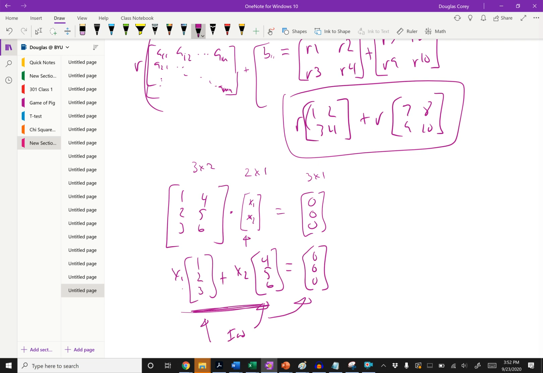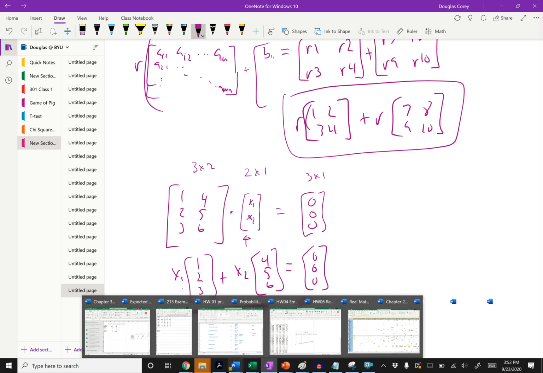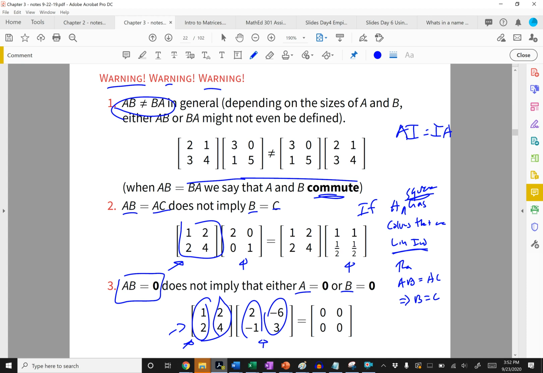So that's where you start getting... I'll go back to this slide here. Where you start ending up with trouble is when these columns are not linearly independent. Or if you know that the columns are linearly independent, then you do know something. You can make those conclusions.